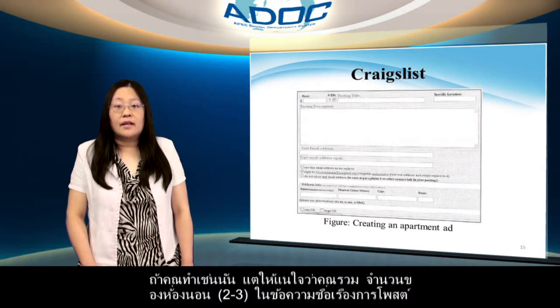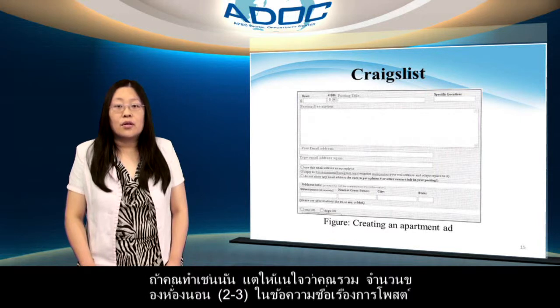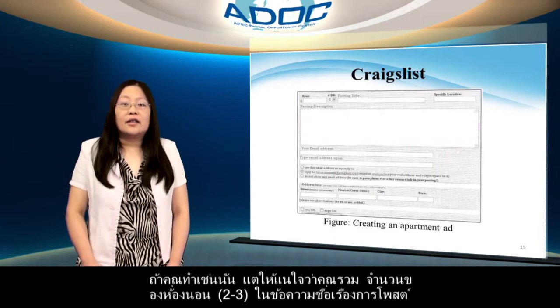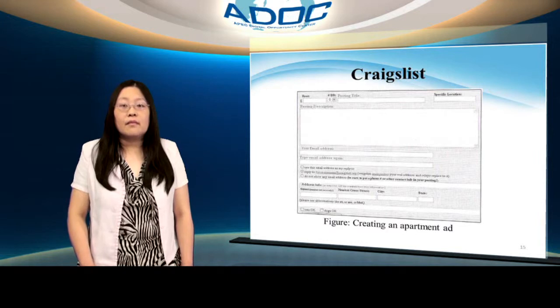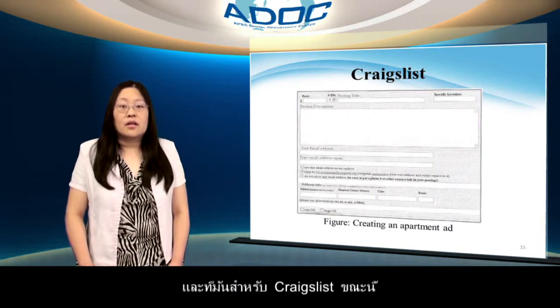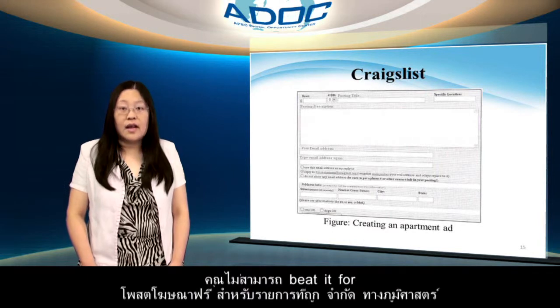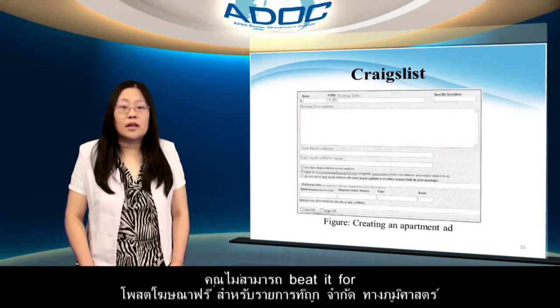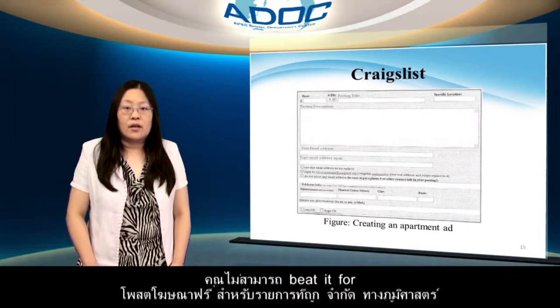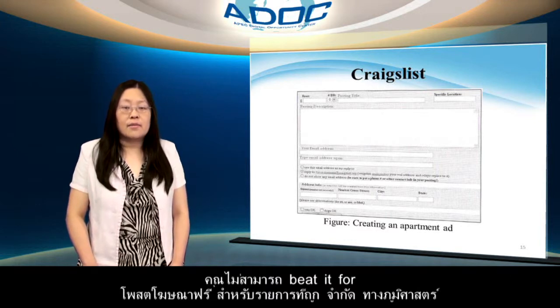If you do that, however, make sure you include the number of bedrooms, 2 to 3, in the posting title text. And that's it for Craigslist. Currently, you cannot beat it for posting free ads for geographically restricted items.